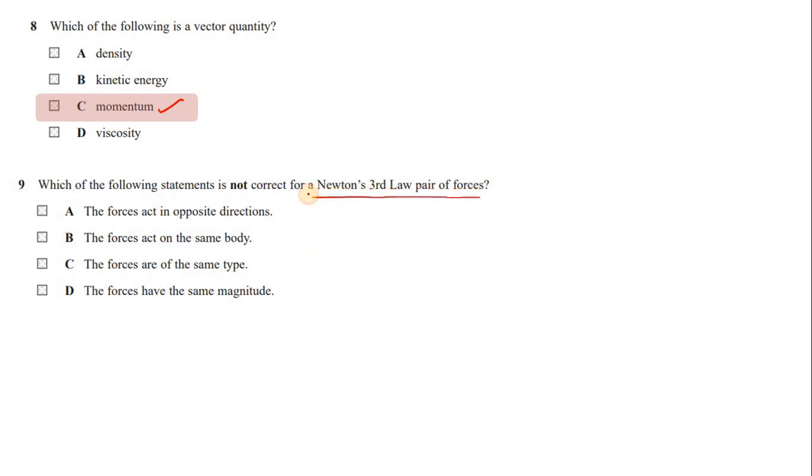Which of the following statements is not correct for Newton's third law pair of forces? Again, I have a plan of making videos explaining Newton's laws in detail. I am planning. Let's see if I get time as soon as possible.